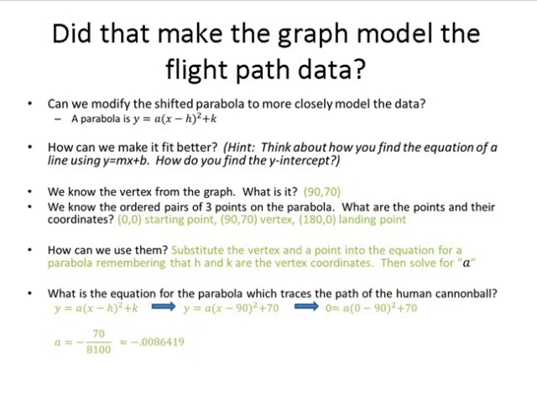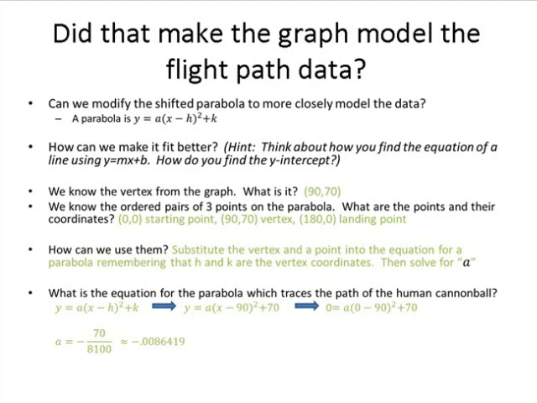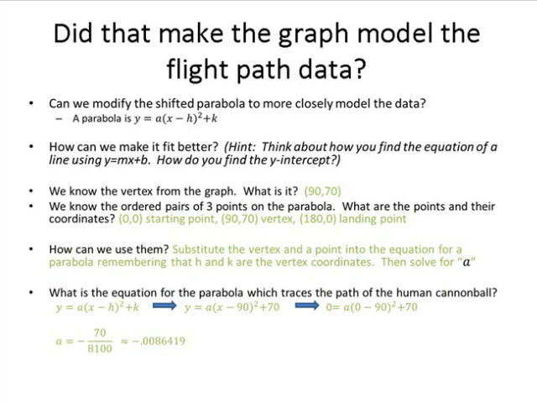Well, we can use the general shape of a parabola and do something very similar to that. We know the vertex from our graph. What was our vertex? Remember, it was over 90, up 70, so the vertex will occur at (90, 70). We also know the ordered pairs on a total of 3 points. What are the points in those coordinates? Well, you've of course got the starting point (0, 0). We already talked about the vertex at (90, 70), and we have our last zero, our landing point, at (180, 0).